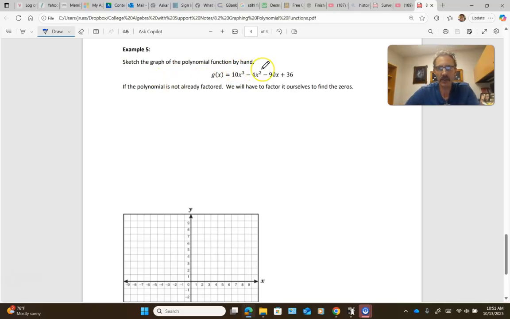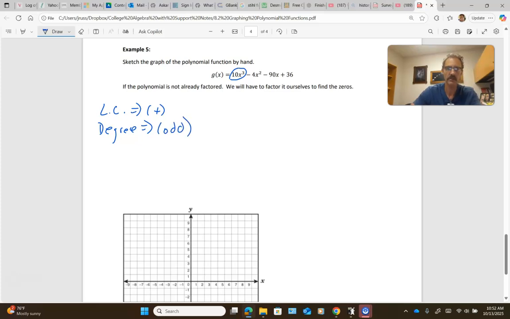Alright, well, this particular polynomial is in standard form, so it'll be easy for us to figure out what the leading term is. It's just going to be 10x cubed. Okay. So the leading coefficient is +10, so it's a positive number. And the degree of the function, it's a third degree polynomial, it's cubic, okay, which is odd. So it's positive and odd. So the end behavior: the left end will be going down and the right end will be going up.